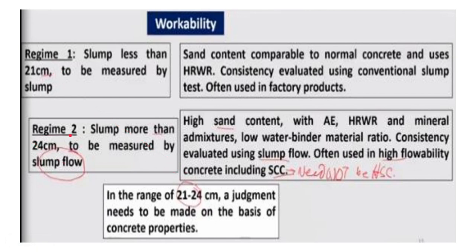In the second regime, the high strength concrete which has a slump more than 24 centimeter has to be measured by slump flow test. In that case, the sand content is very high, because it needs to have flowability characteristics. So there is high sand content with air entrainment, HRWR, that is high range water reducer, mineral admixtures, and low water binder material ratio, because definitely the W by C or W by B ratio is very low in HSC. Consistency is evaluated using slump flow, often used in high flowability concrete, including SCC. So in this second regime, the slump is more than 24 centimeter and it is measured by slump flow test.